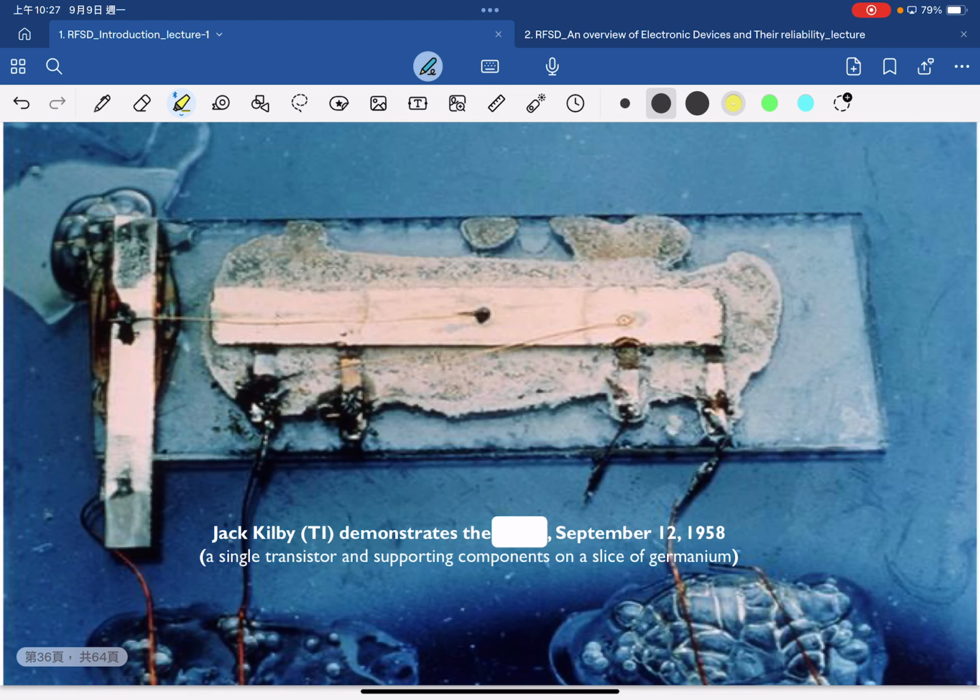Okay, so here is just some interesting pictures. That's a picture from 1958. That's the first IC, but this IC is based on germanium. Of course, germanium has a problem, which is that it's not very stable. So that's why people started to prefer silicon afterwards.